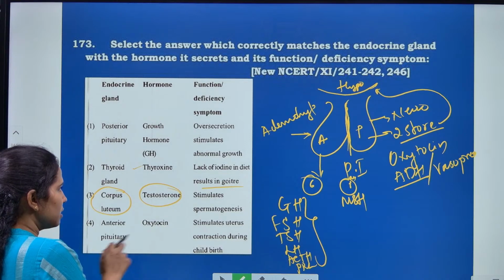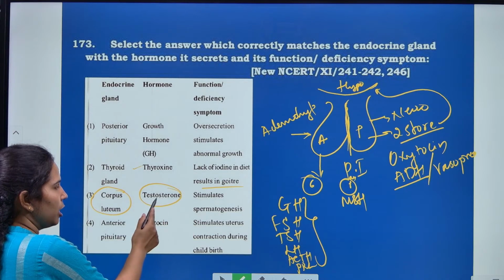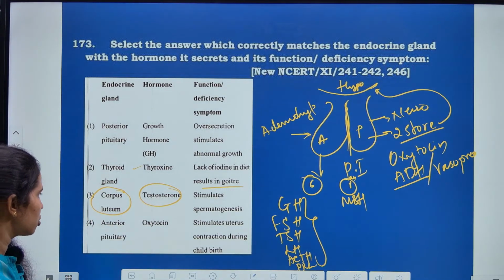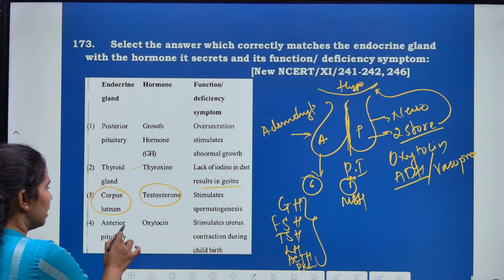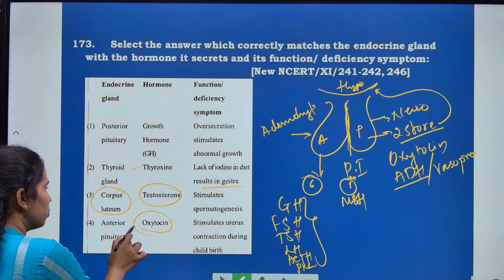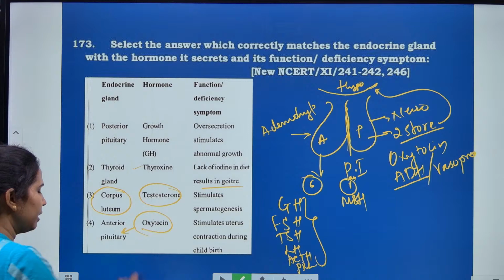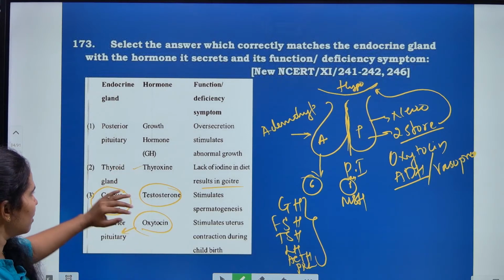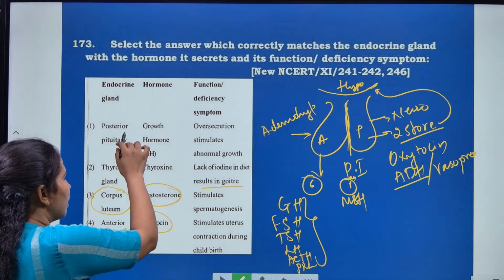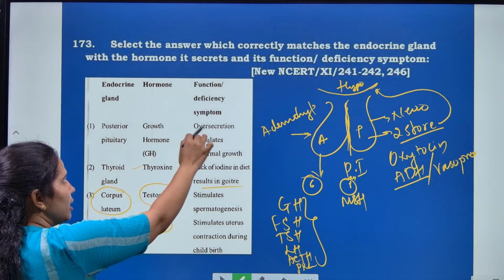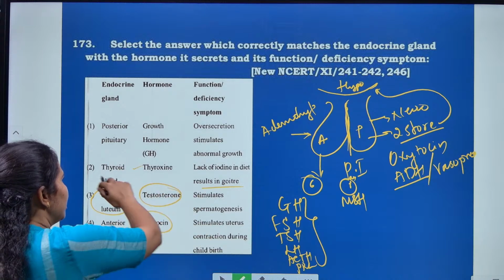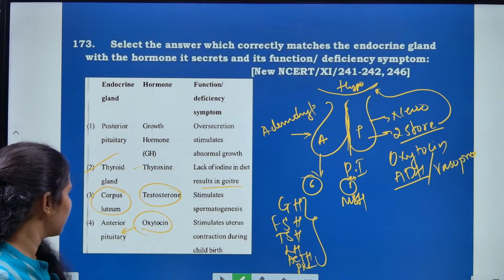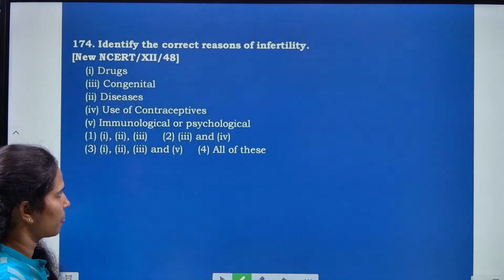Next one is stimulating spermatogenesis. To stimulate spermatogenesis, testosterone is there, but the LH hormone is used here, from the anterior pituitary gland. Oxytocin is secreted by the anterior or the posterior pituitary? It is the posterior pituitary. So based upon that, the correctly matched endocrine gland with the hormone and its function is only the thyroid gland. You just remember these hormones of the pituitary.